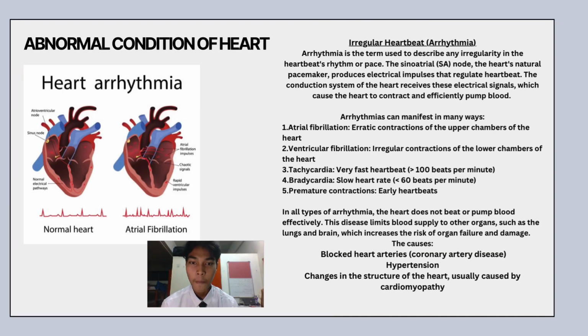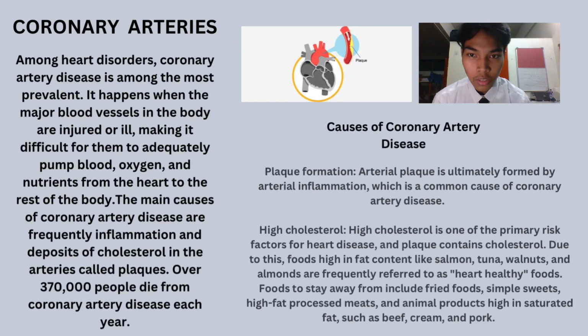Next is irregular heartbeat. Arrhythmia is the term used to describe any irregularity in the heartbeat rhythm or pace. The sinoatrial node, the heart's natural pacemaker, produces electrical impulses that regulate the heartbeat. The conduction system of the heart receives this electrical signal, which causes the heart to contract and eventually pump blood. In all types of arrhythmia, the heart does not beat or pump blood effectively. This disease limits blood supply to other organs, such as the lung and brain, which increases the risk of organ failure and damage.